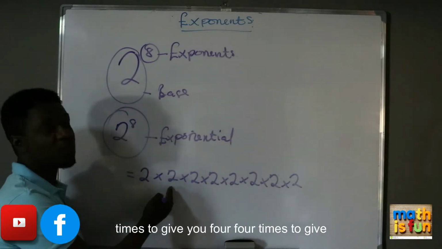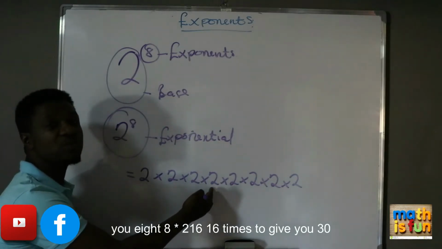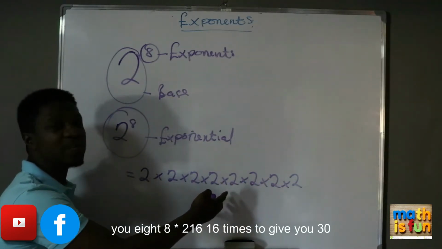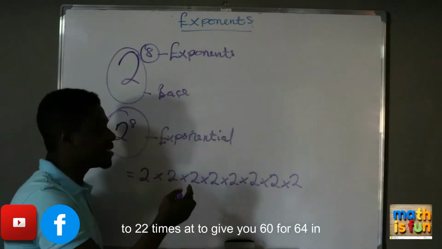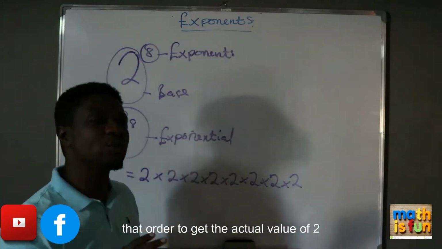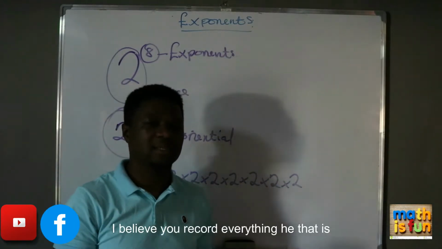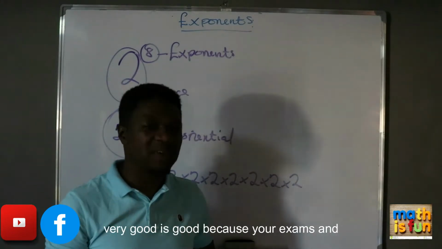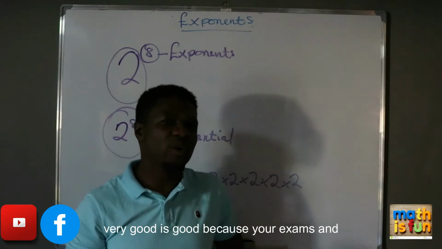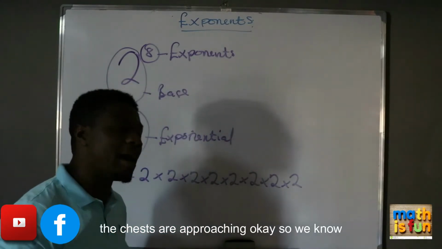2 times 2 will give you 4. 4 times 2 will give you 8. 8 times 2 gives you 16. 16 times 2 will give you 32. 32 times 2 will give you 64. 64 in that order to get the actual value of 2 exponent 8. I believe you recall everything here. That is very good, because your exams and tests are approaching.